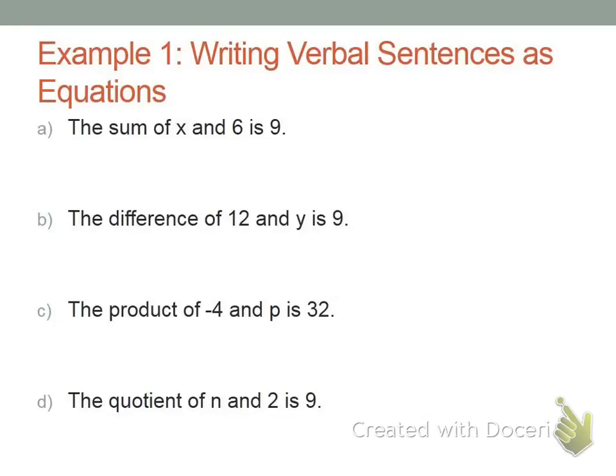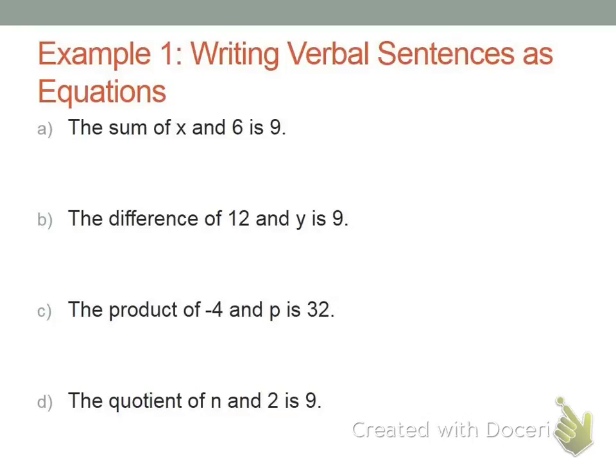All right, so in example 1, we're writing verbal sentences as equations. The reason it's called a sentence is because it has an equal sign in it. Well, the first thing I need to be able to pick out is my operational keyword. What do I mean by that? How do I know whether I add, subtract, multiply, or divide? The key words in these sentences tell me.